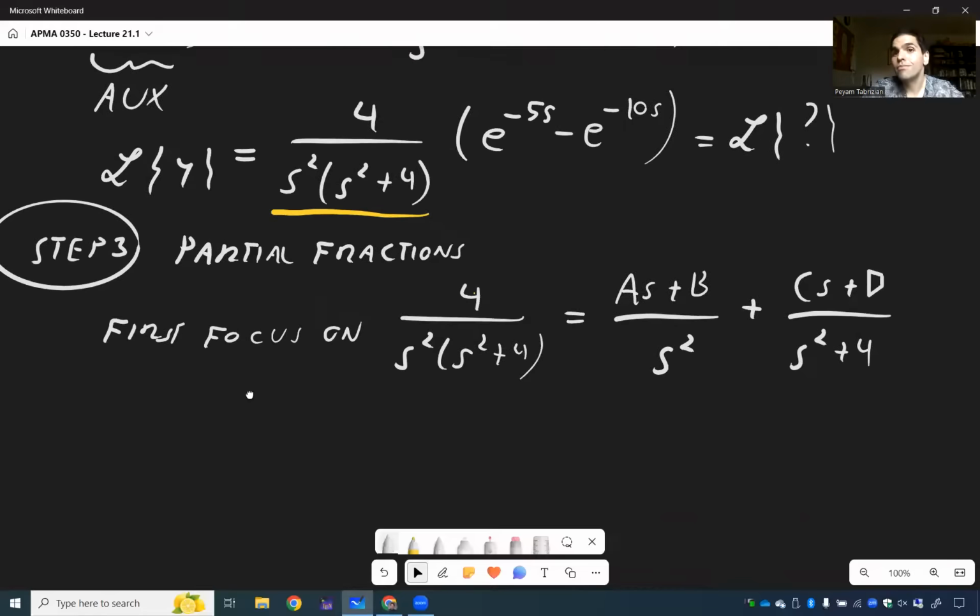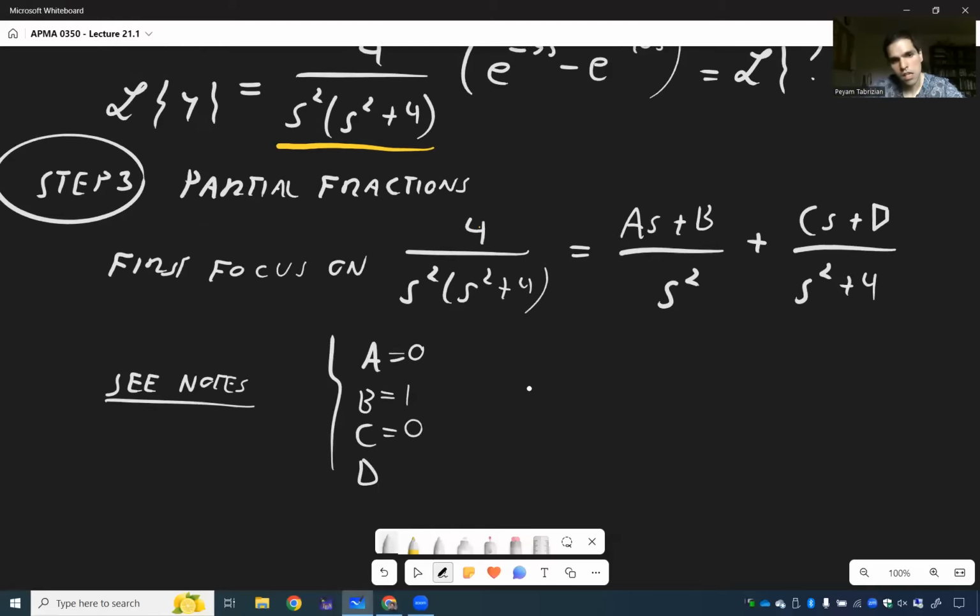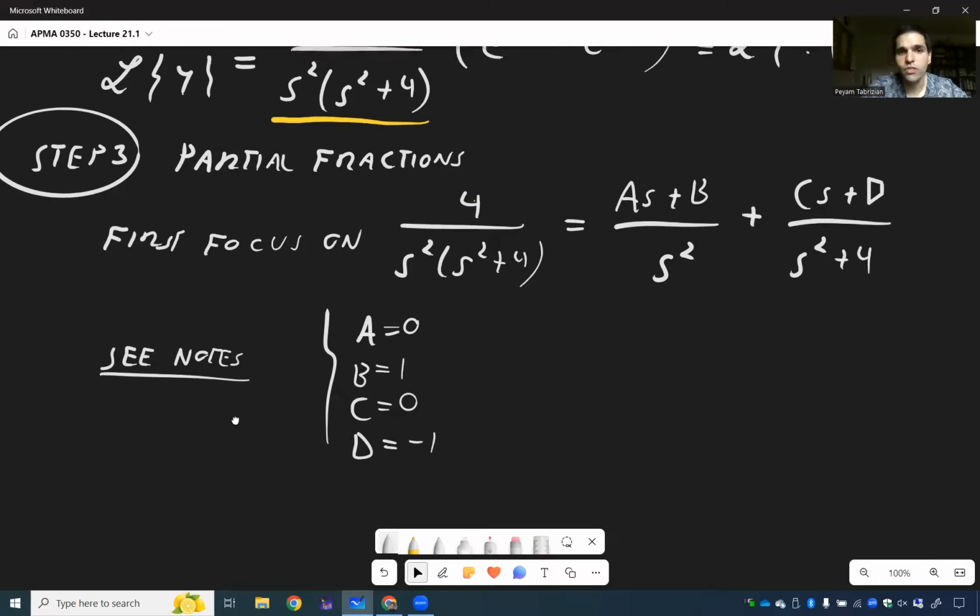And then, I will not do this, but you put it on the common denominator, you compare all the terms, just like we've done before. The details you can see in the notes. And ultimately what you obtain is a is 0, b is 1, c is 0, and d is minus 1. Again, what's more important here is figuring out what to do with that.